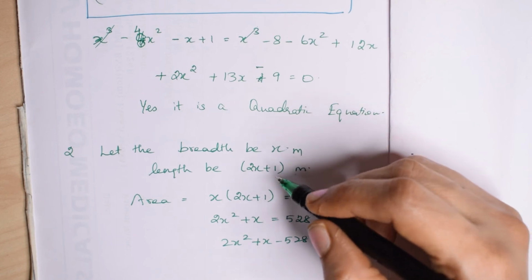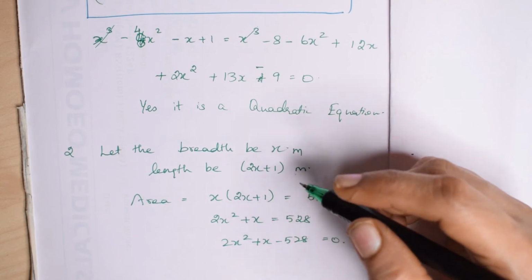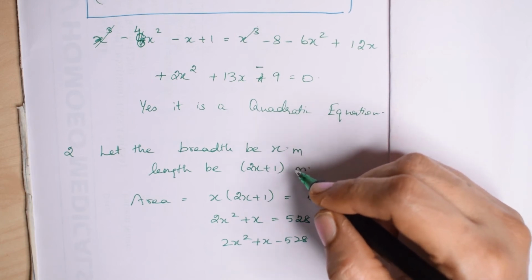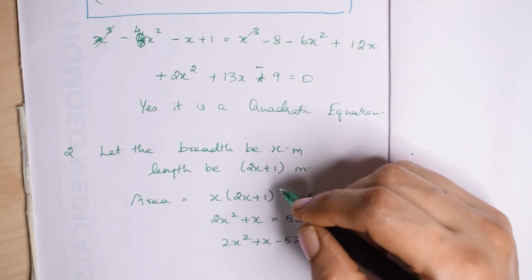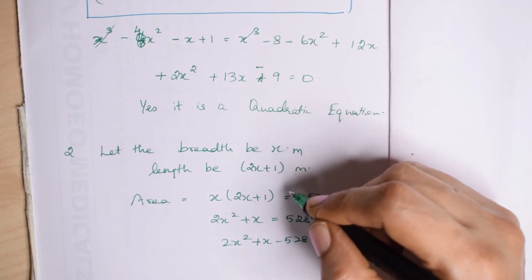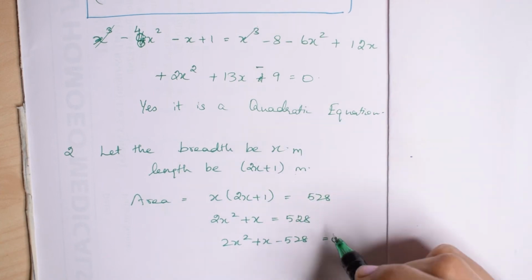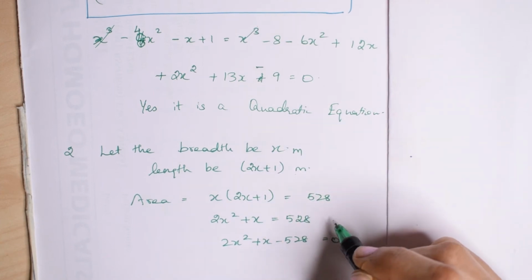So let the breadth be x, and the length becomes 2x plus 1. Then the area of the plot is length into breadth. So I am multiplying L into b here, and that is equal to 528 square meters, they said.